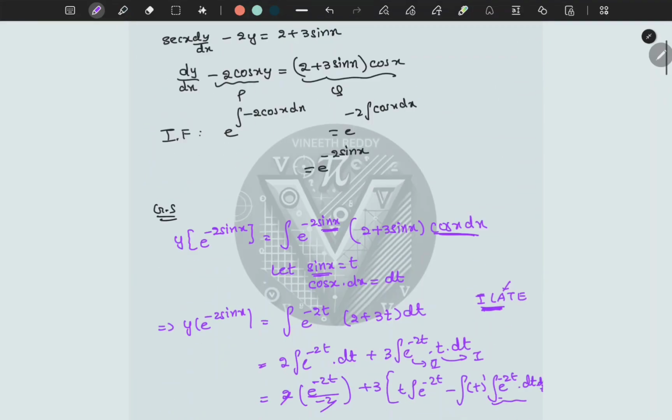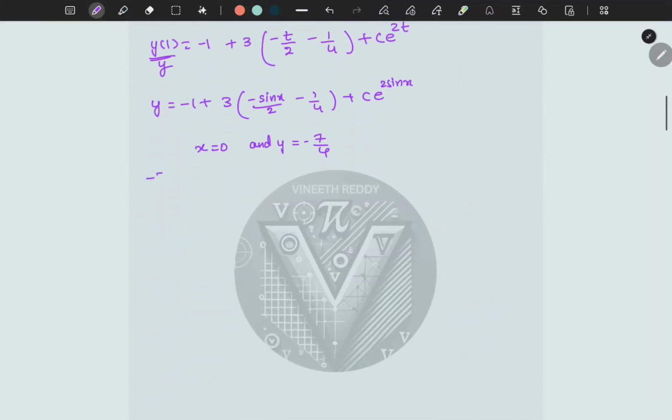if I am right. Minus 7 by 4, so we get minus 7 by 4 on the left hand side is equal to minus 1 plus 3 times, when x is 0 we get 0 here, minus 1 by 4 plus c into e power 0, right? So we get minus 7 by 4 is equal to minus 1 minus 3 by 4 is again minus 7 by 4 plus c. So c is simply 0, right?